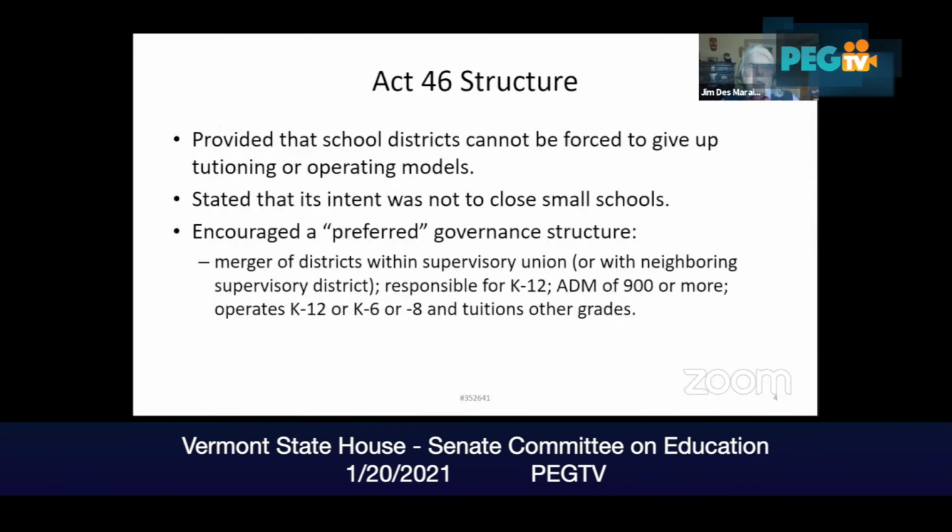The structure of Act 46 was that first, school districts cannot be forced to give up tuitioning or operating models. It said that its intent was not to close small schools, and encouraged a preferred governance structure. And that structure was the merger of districts within a supervisory union or with a neighboring supervisory district, where the combined group, now merged, was responsible for K through 12, had 900 or more students, and operates K through 12 directly, or operates K through 6 or K through 8 and tuitions to other grades. So that was the preferred structure, and that was where you got the most incentives.